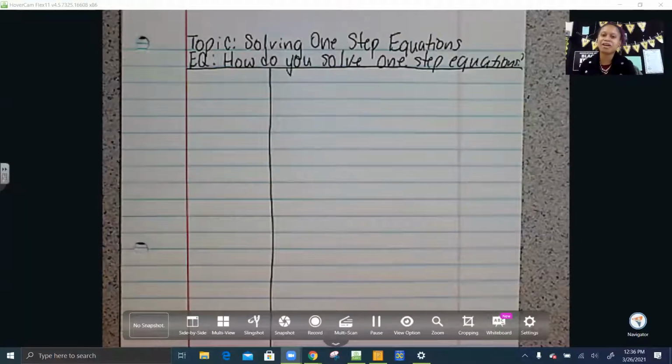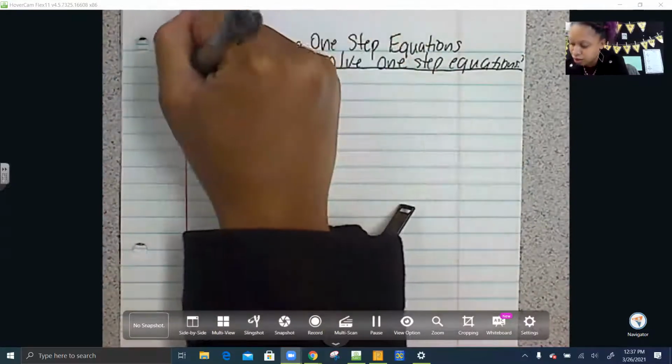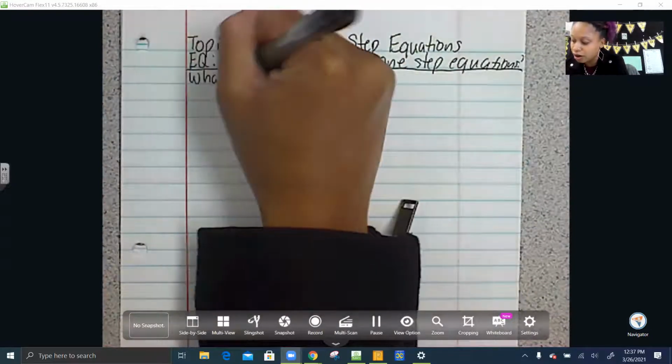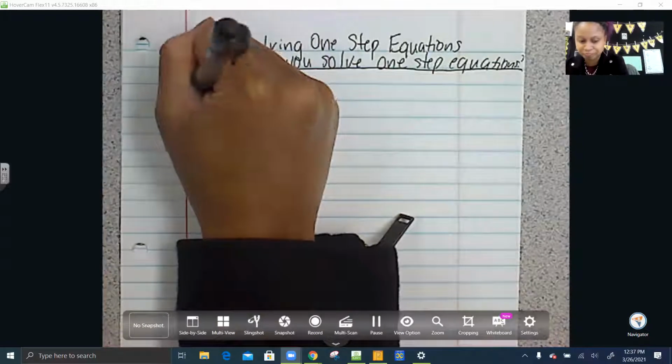Hi, so today we're going to be talking about solving one-step equations. So our essential question is, how do you solve one-step equations? In order to prepare ourselves for solving these types of equations, we need to first identify the types of operations. So the very first question we need to answer is, what are the operations?